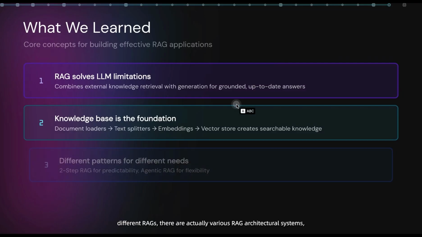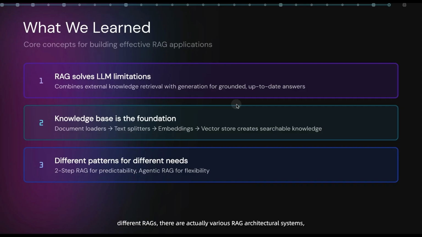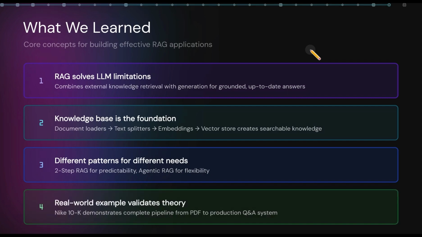So when it comes to different RAGs, there are actually various RAG architectural systems, including the most basic two-step RAG, agentic RAG, and reflective RAG. Today, we'll mainly introduce the first two types, and later on, we'll provide more details on how to build hybrid and reflective RAGs. Finally, in today's video, we've actually provided a lot of examples for you. You can use our embedded notebook to further study and understand the content.